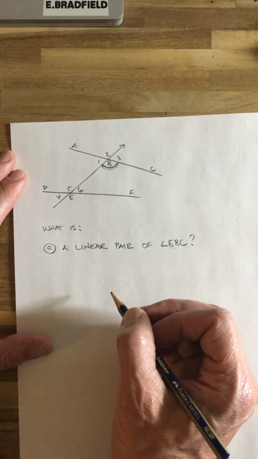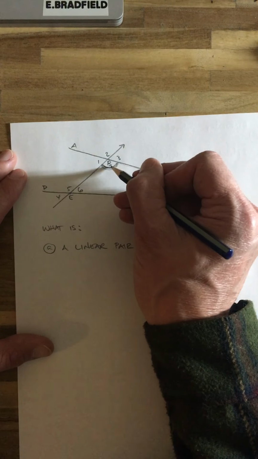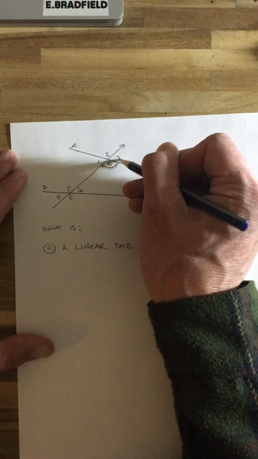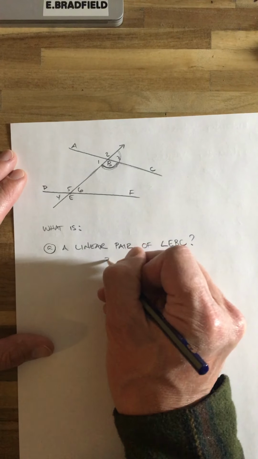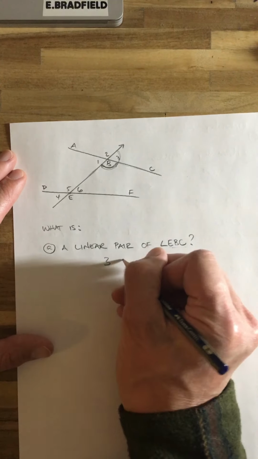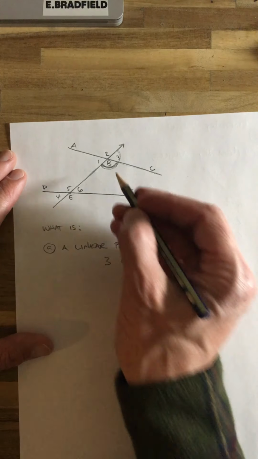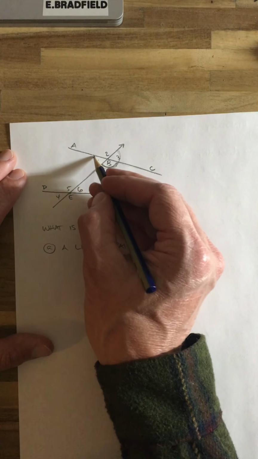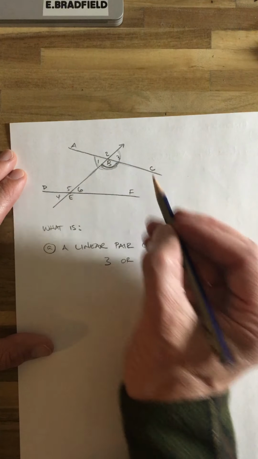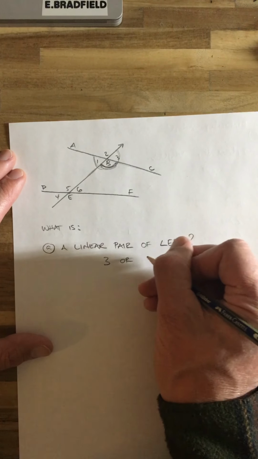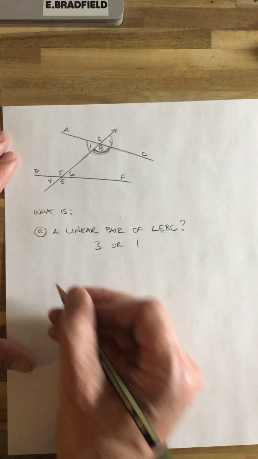There are two choices. Notice that if I take this angle here and add it to this angle here, won't I get a straight line? So 3 is an answer. Or you see another angle that will form a straight line. If I take this angle B right here and combine it with this angle 1, won't I get a straight line right there? So 1 is also a linear pair.